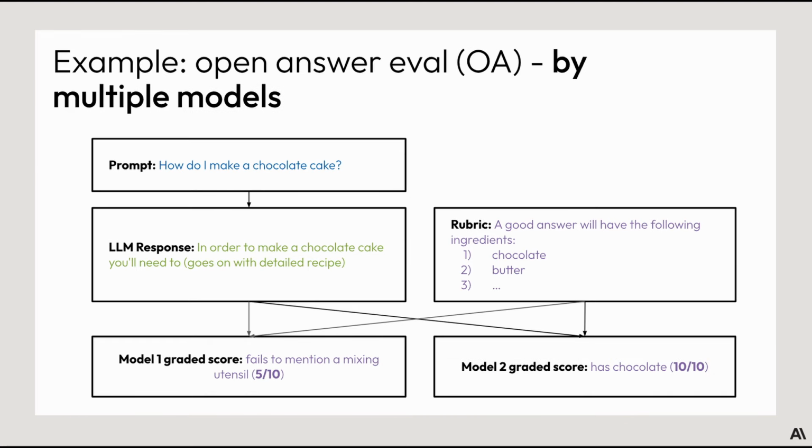Here is the same example, but the model's answer is evaluated using two models or two metrics. For example, the first model gives a score of 5 and the second one gives a score of 10, and after that we can choose between both scores, or we can even average these scores, depending on the use case, of course.